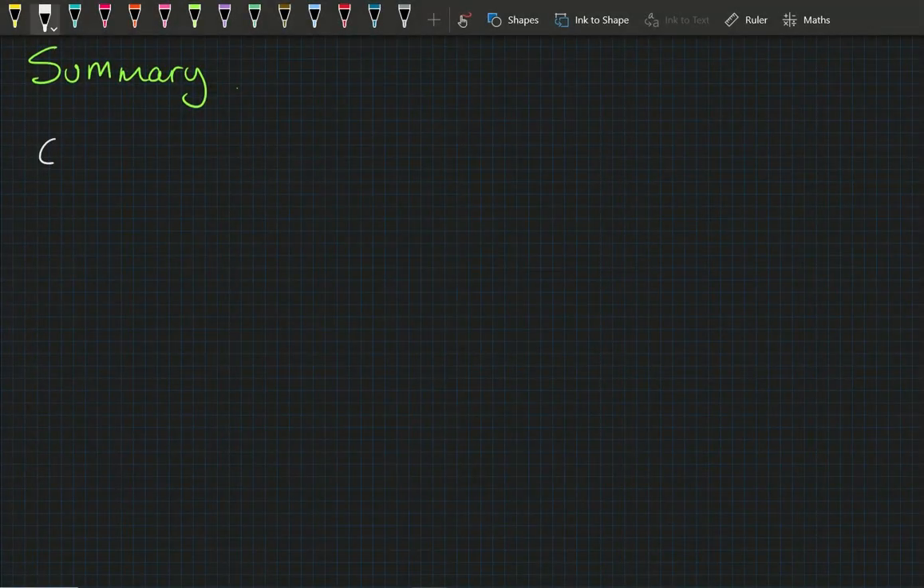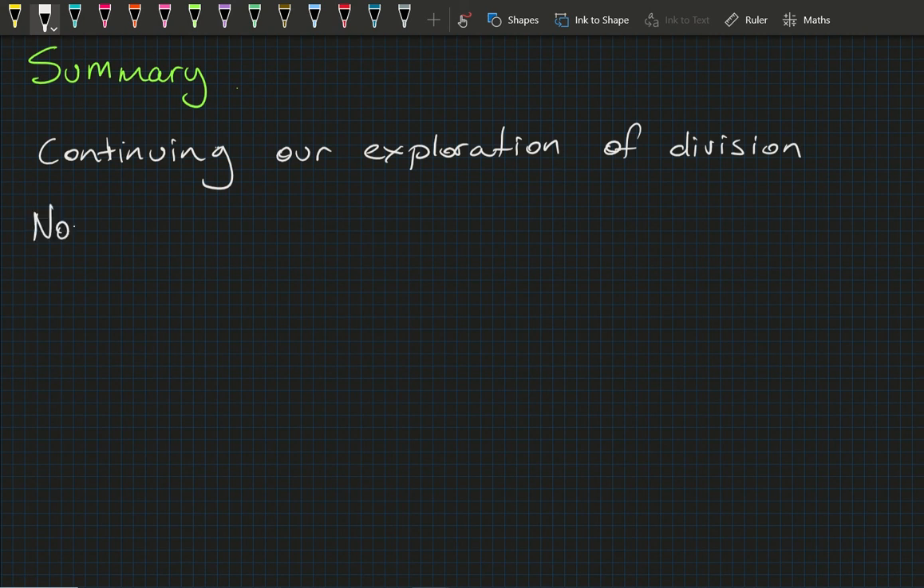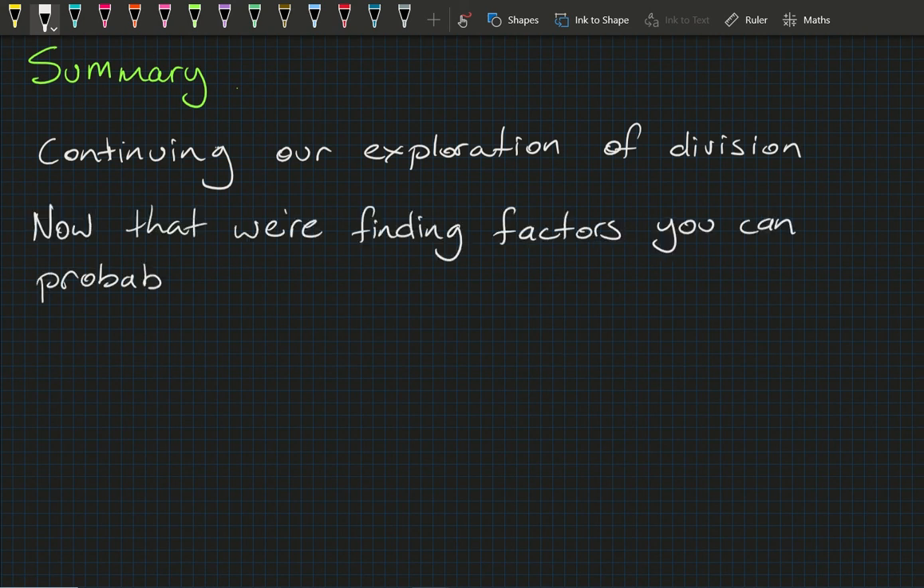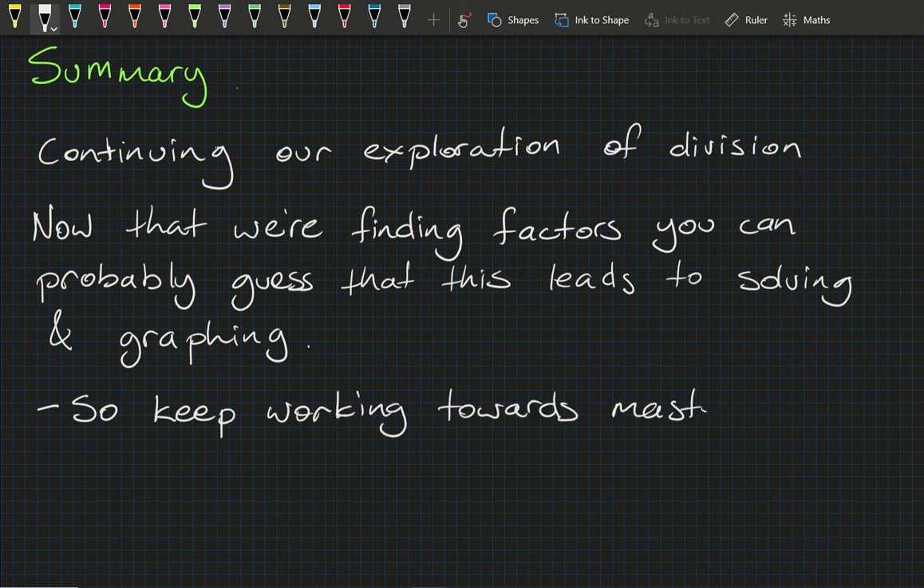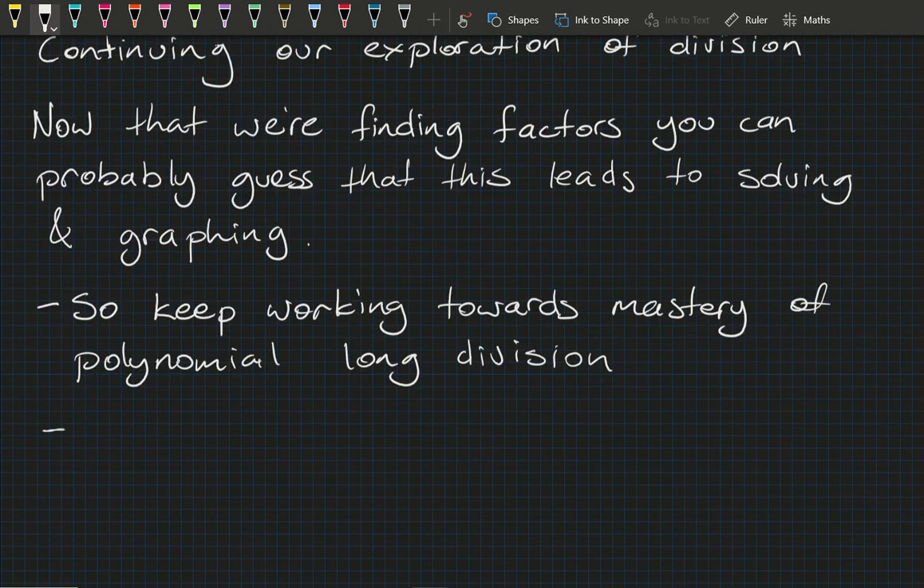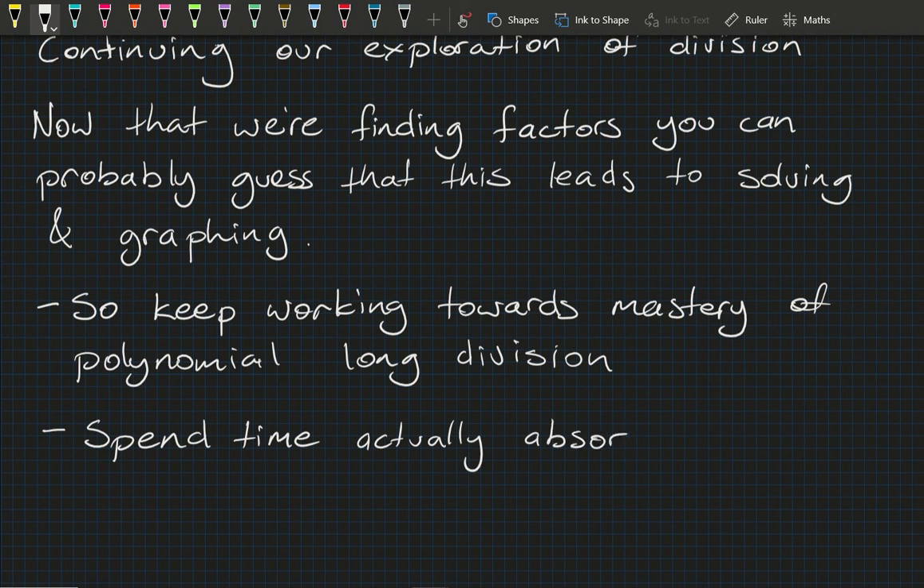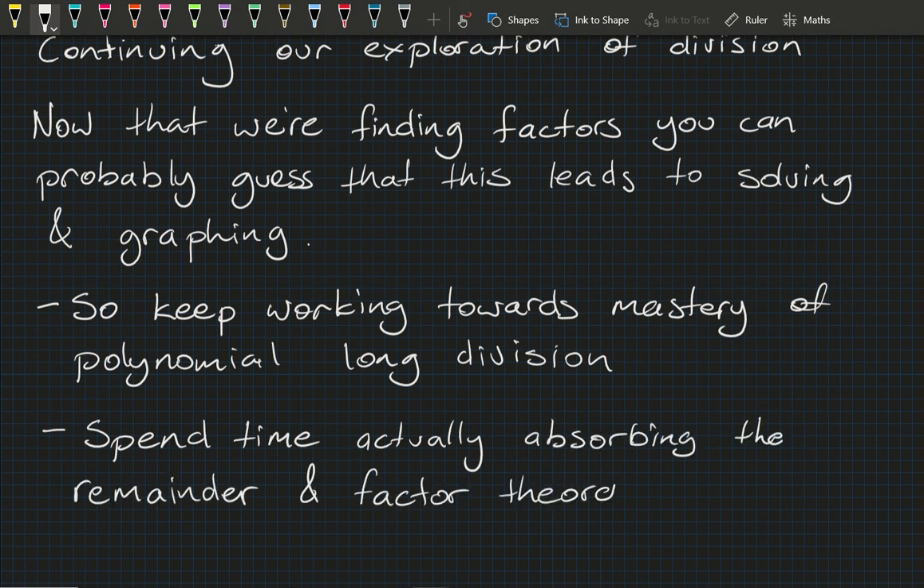So this lesson was continuing our exploration of division. And now that we're finding factors, you can probably guess that this leads to solving and graphing. So make sure that you take your time to master the long division from the last lesson, and also add some time on that to really absorb the remainder and factor theorems.